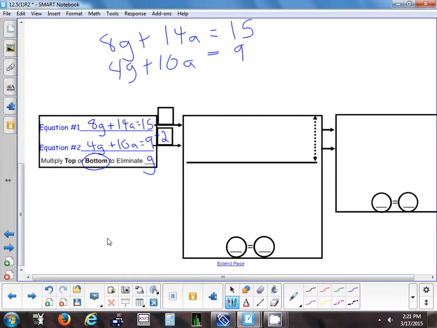Because when I multiply, Tyler, when I do -2 times +4, what do I get? -8, right? That's going to start off my new bottom equation. I'm going to rewrite the top, 8g plus 14a equals 15. Now my bottom, Tyler just told me, -2 times 4 is -8g, all right? -2 times 10a, what do I get, guys? -2 times 10a.